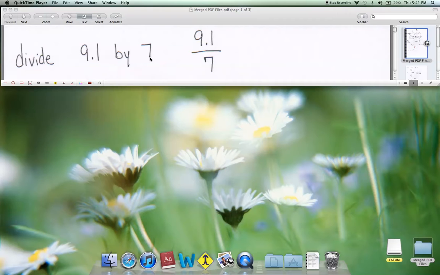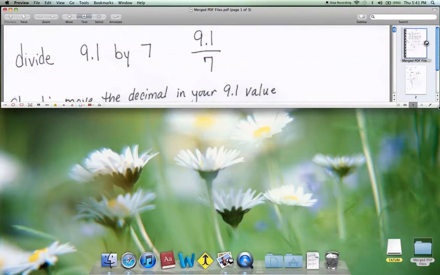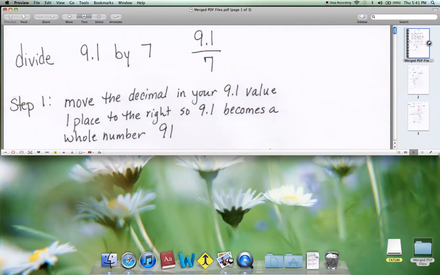We're going to want to use long division, and to do that we need to make both of these numbers whole numbers. So our first step is going to be to move the decimal in the 9.1 value one place to the right. So the 9.1 becomes a whole number, 91.